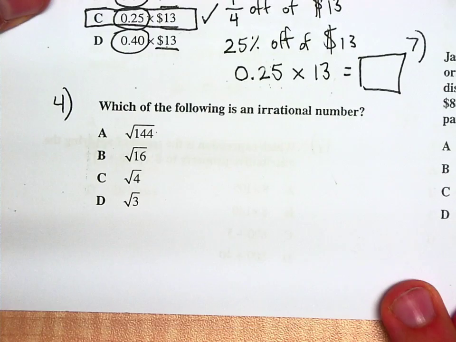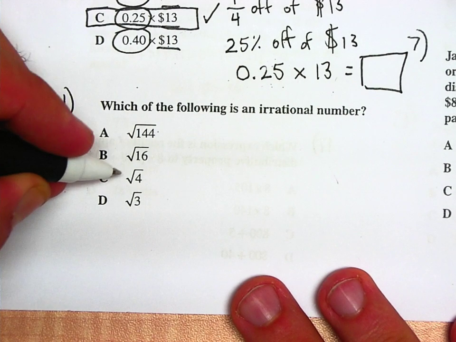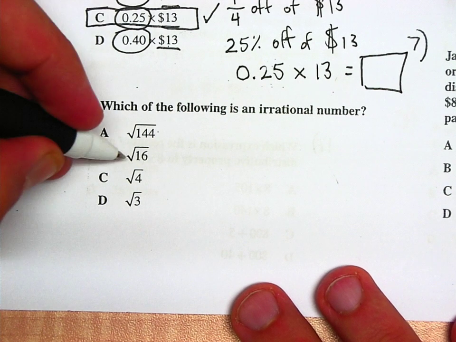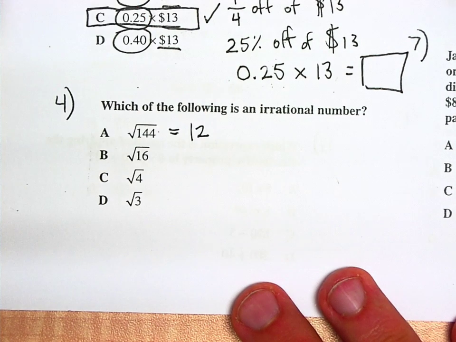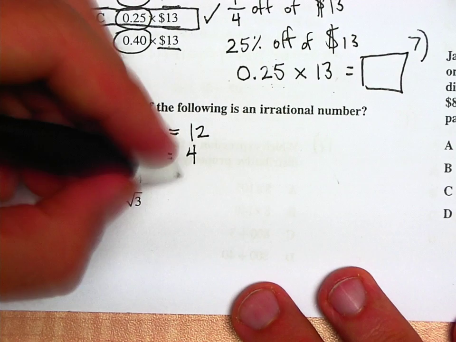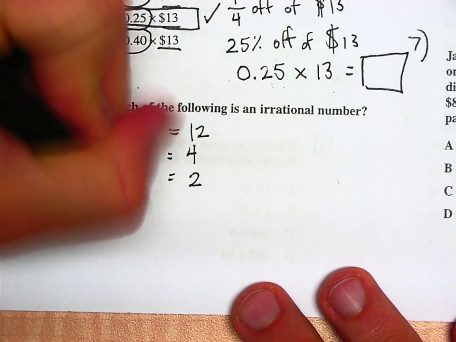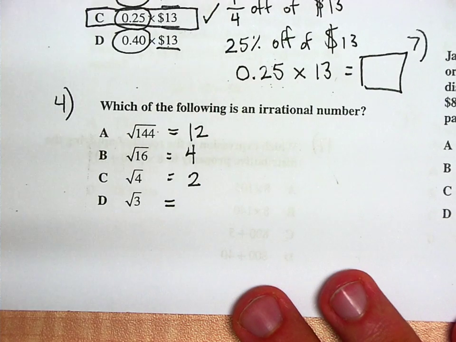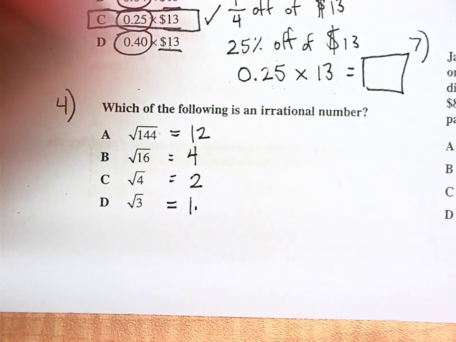Moving on to number 4. It says which of the following is an irrational number? The square root of 144, the square root of 16, the square root of 4, or the square root of 3? The first thing that I see is that the first 3 numbers are perfect squares. The square root of 144 really is a whole number. It's 12. The square root of 16 is 4. And the square root of 4 is 2. So the number that's different from the others is the square root of 3, because the square root of 3 is not a whole number. It's going to be a decimal. It's going to be 1 point something.